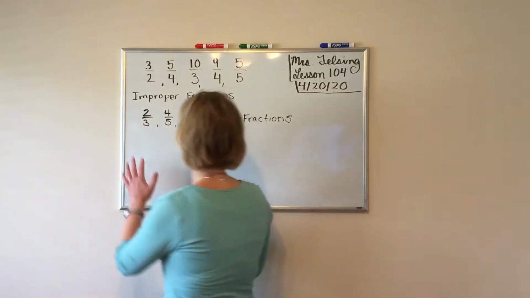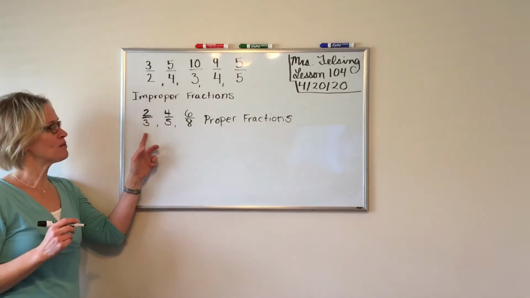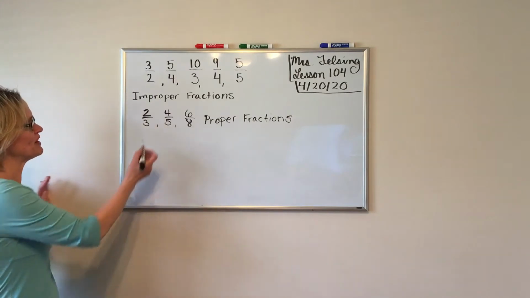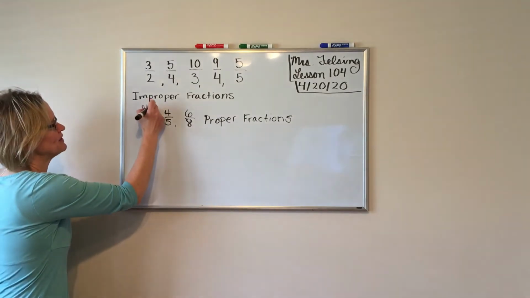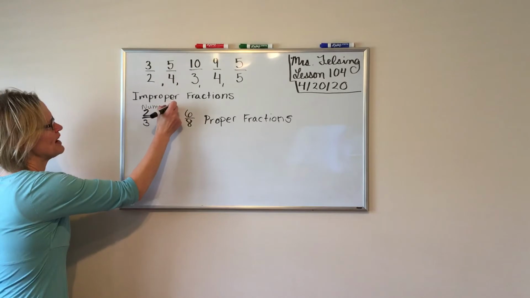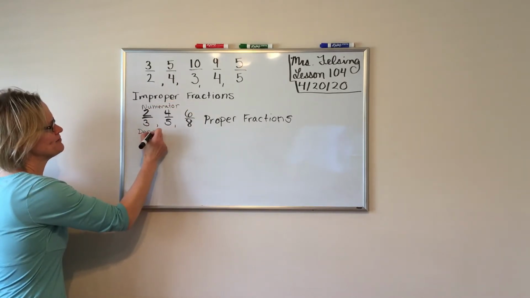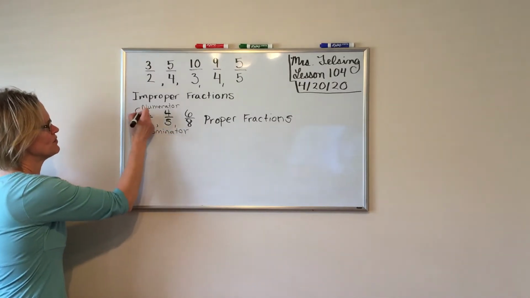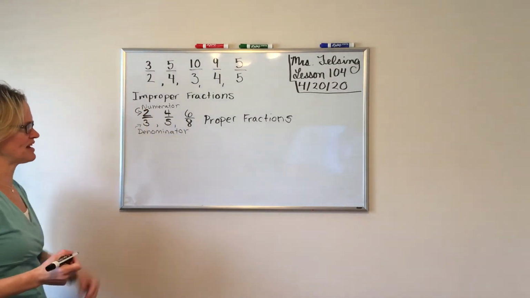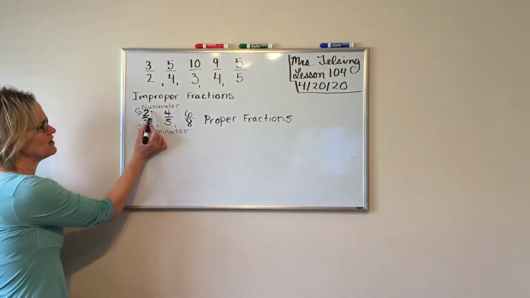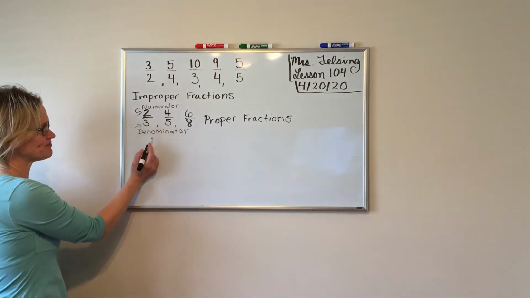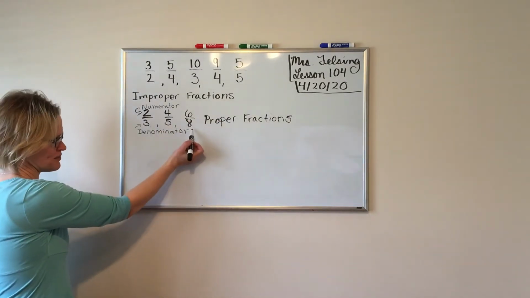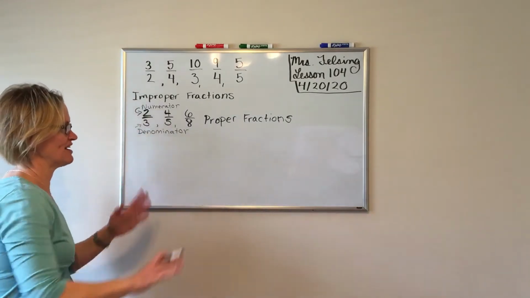So if we look over here, we have dealt with proper fractions. So we've dealt with numbers like 2/3. Remember, it has a numerator up here, and then we have a denominator down here. Just to review, we know these terms, right? Numerator on top, denominator on the bottom. When the numerator is smaller than the denominator, it's a proper fraction. So like 4 is smaller than 5, 6 is smaller than 8. Okay, so that's proper fractions.